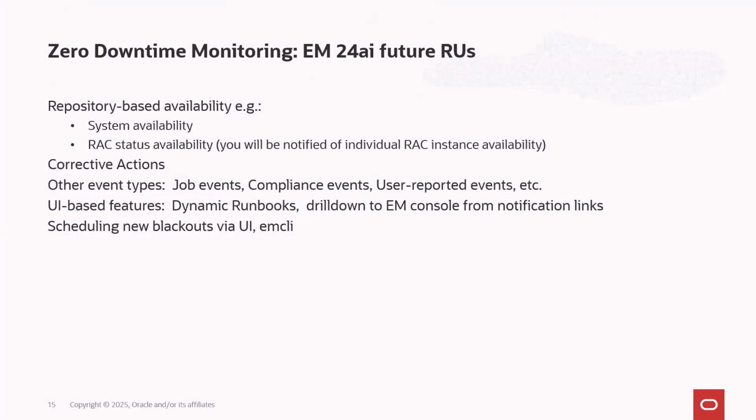Okay. Let me talk about the other features related to ZDT monitoring that will be made available in future RUs of EM 24 AI. The first is repository-based availability. So there are some types of targets whose availability is based on the availability status of its members. For example, a RAC database. While you'll be notified of the availability status of individual RAC instances, the computation of the RAC cluster database itself is a repository-based availability mechanism. And so this is something that we're currently working on and will be available in future RUs.